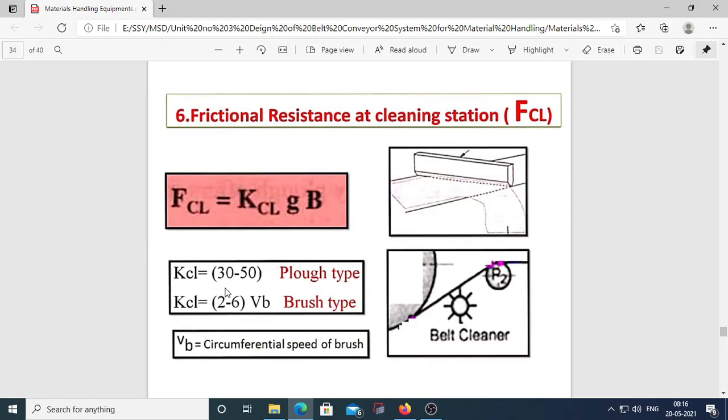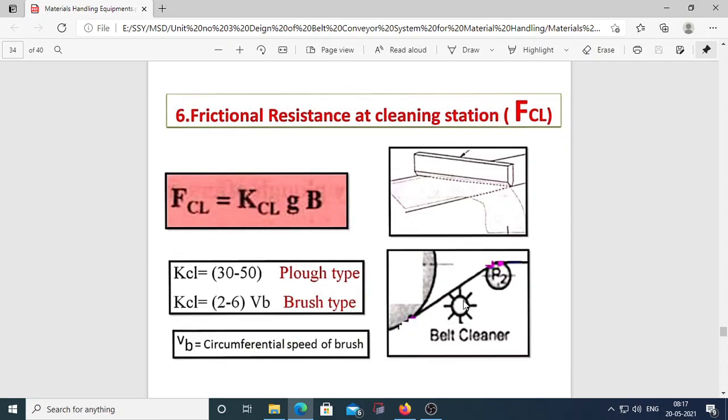You have to choose the KCL value in between 30 to 50. And if you are using the brush type, then you have to use KCL equal to 2 to 6 VB for the rotary type brush. This is the rotary type brush. What is the VB? VB is again the circumferential speed of the brush.